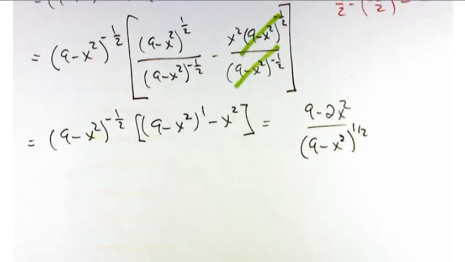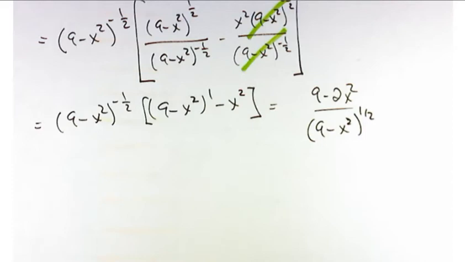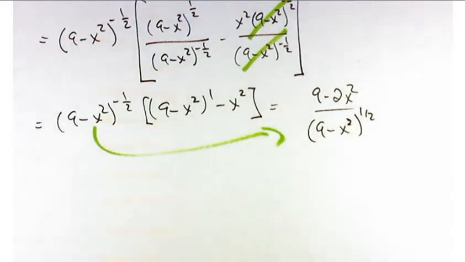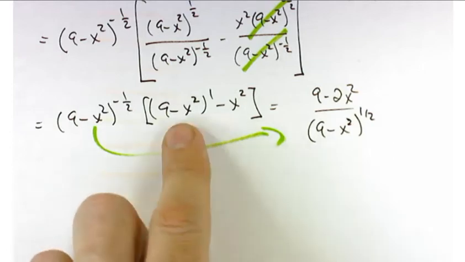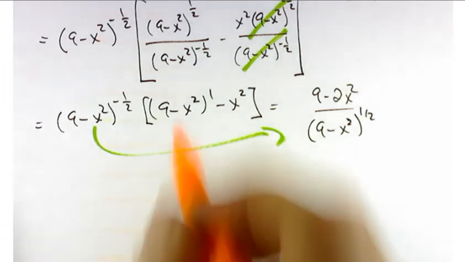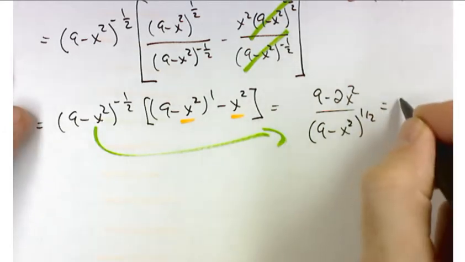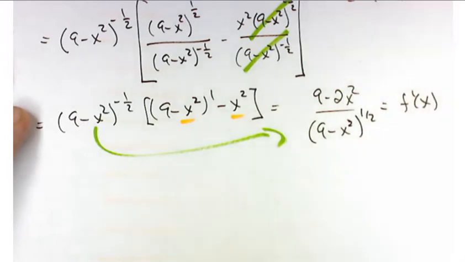So I did two things here. I took this term into the denominator and I made the exponent positive. And then I combined the like terms here and here to get the minus 2x squared. That's my first derivative. So that's f prime of x.